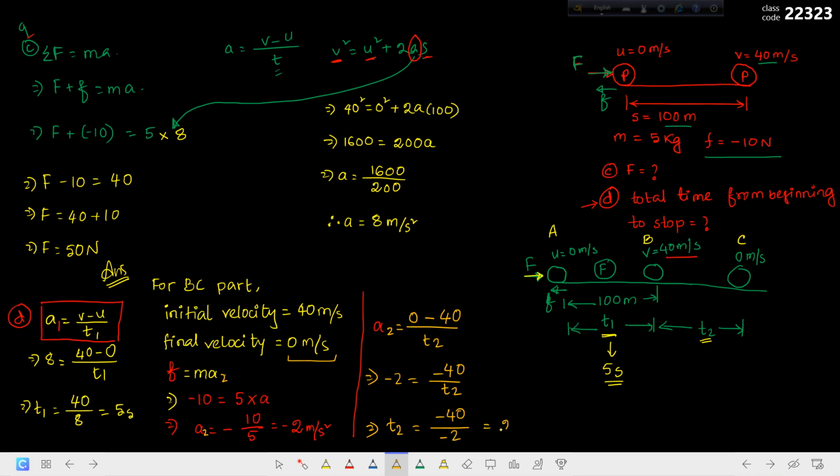So how much? 20 seconds. This is not our final answer, right? Our final answer will be the total time required to stop. So total time required is T1 plus T2. T1 is 5 seconds and T2 is 20 seconds. So 20 plus 5 equals 25 seconds. That means the time required for the total journey, like I said, it started from rest and finally came to rest, so the total journey took 25 seconds. Is it clear?